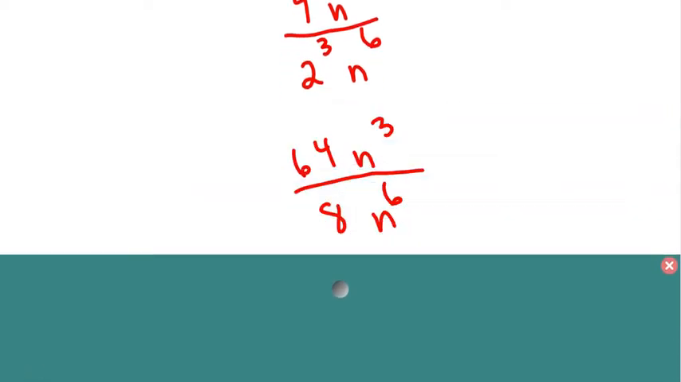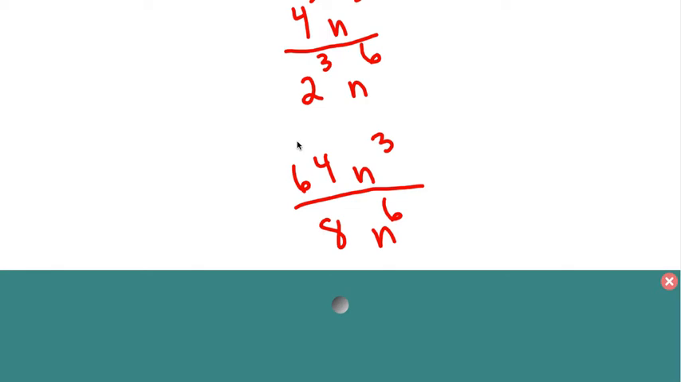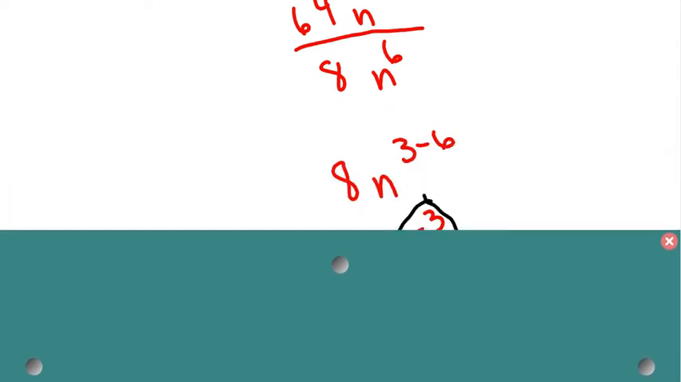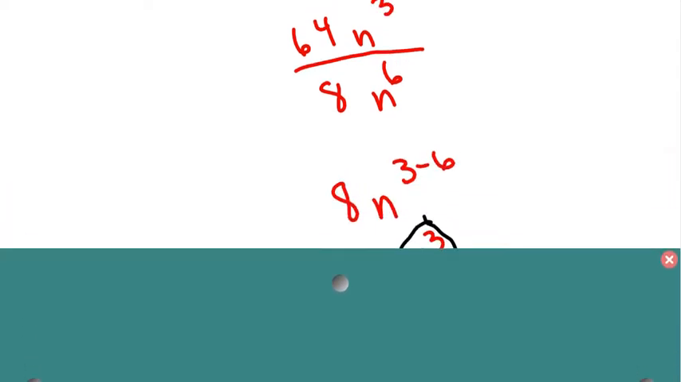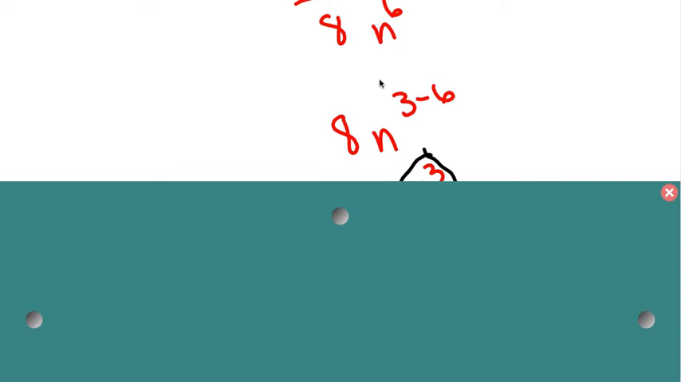So the next thing I did was I actually went through and did my exponents. So 4 to the third power is 64. 2 to the third power is 8. And then just like in the bell ringer, since this is a nice division problem, I'm going to do that. 64 divided by 8 gives me 8. And then we subtract the powers. So 3 minus 6 gives me a negative 3.